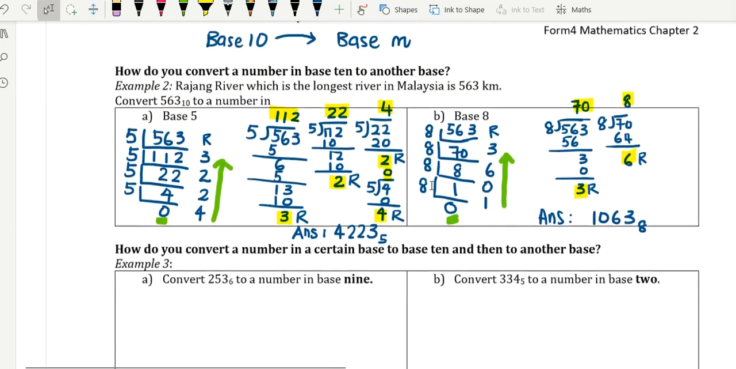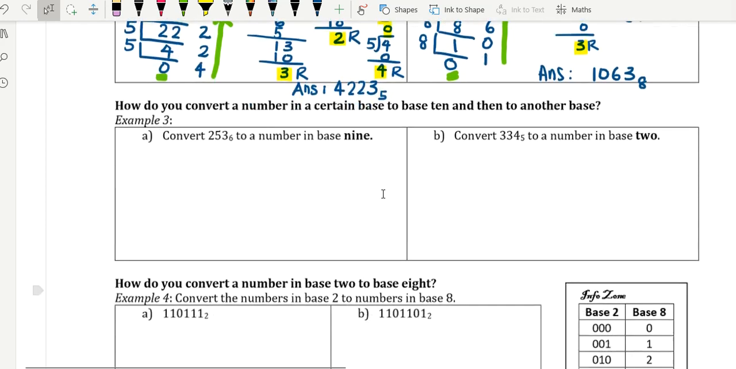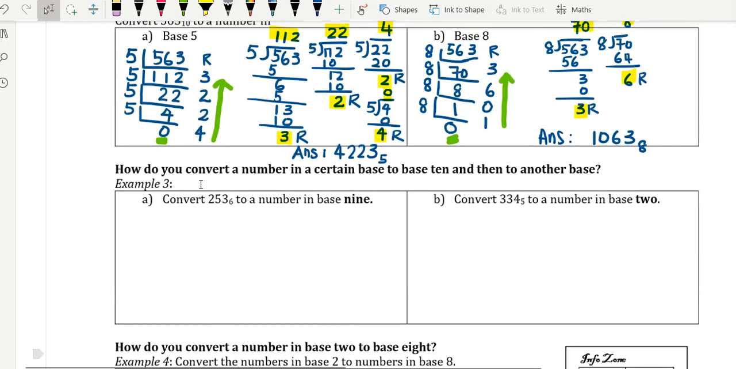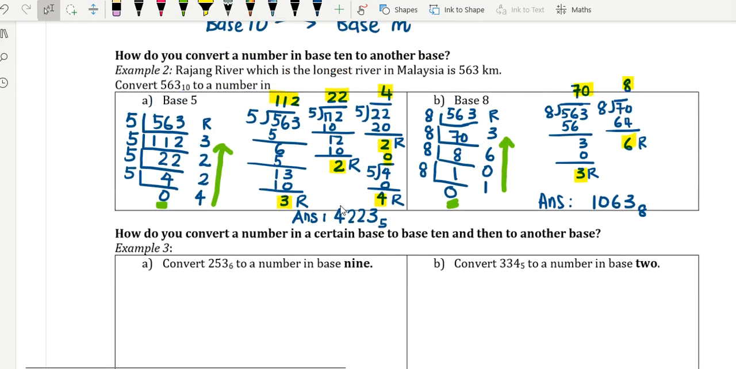So we proceed to the second part. How do you convert a number in a certain base to base 10 and then to another base? Okay, this is example 3. Let us look at the question. 3a, convert 253 base 6 to a number in base 9. From base 6 to base 9, what should you do?